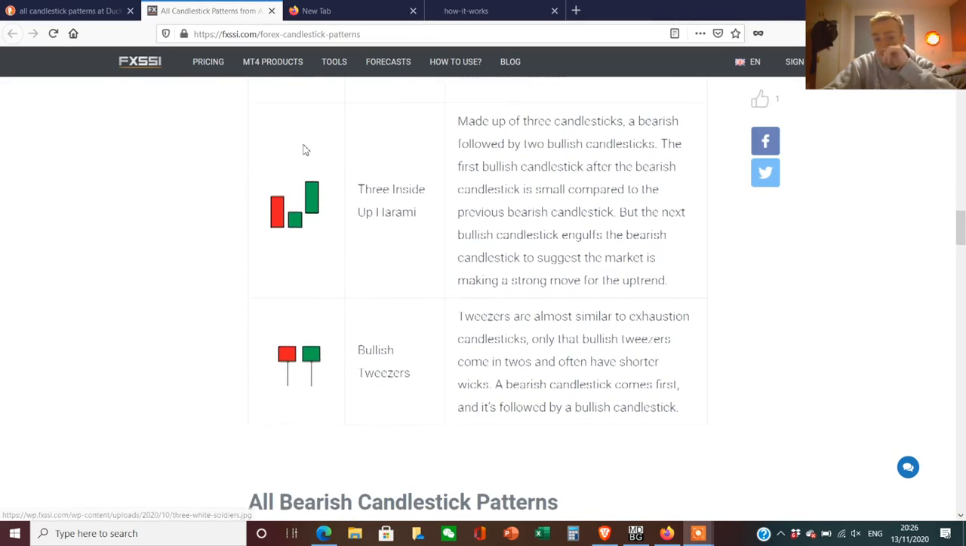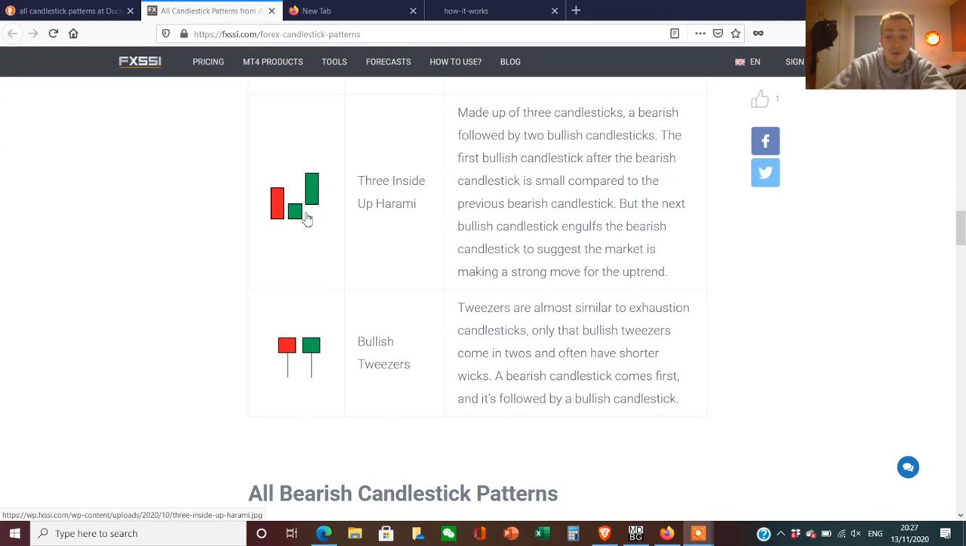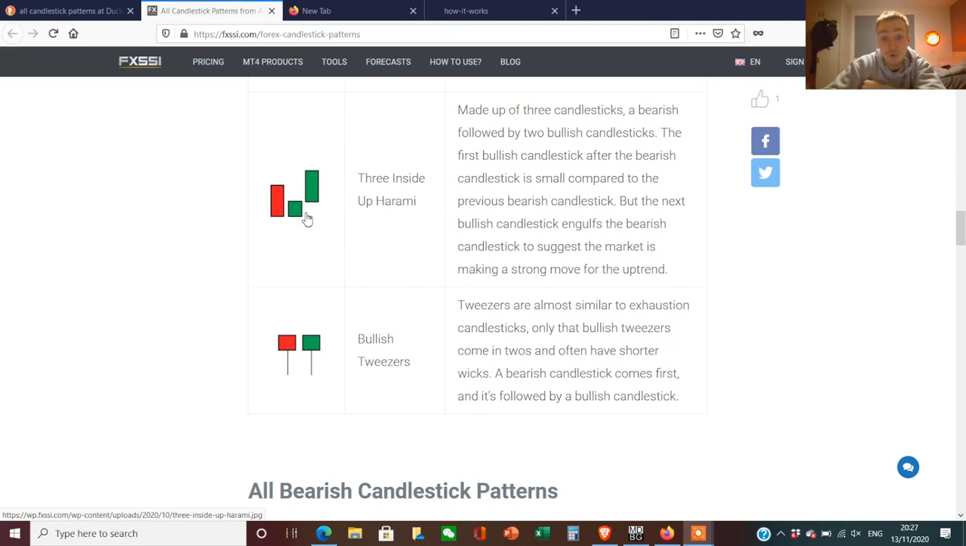And then next, three inside up harami, and it looks like this, made up of three candlesticks, a bearish followed by two bullish candlesticks. The first bullish candlestick after the bearish candlestick is small compared to the previous bearish candlestick, but the next bullish candlestick engulfs the bearish candlestick to suggest the market is making a strong move to the uptrend.